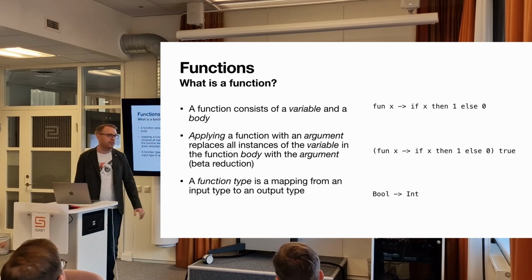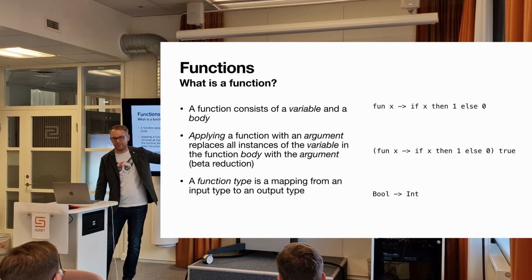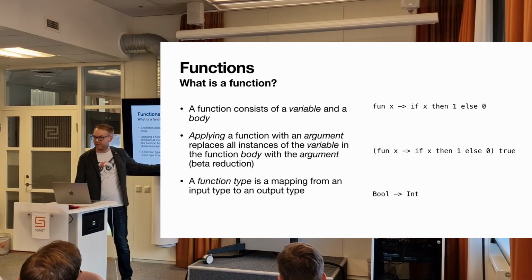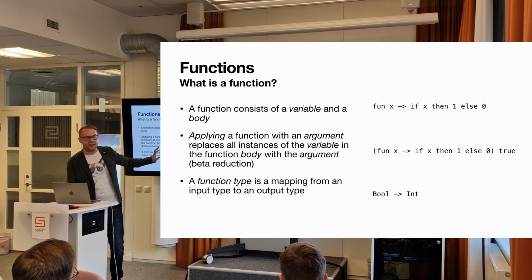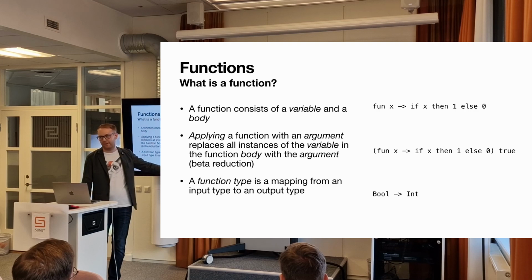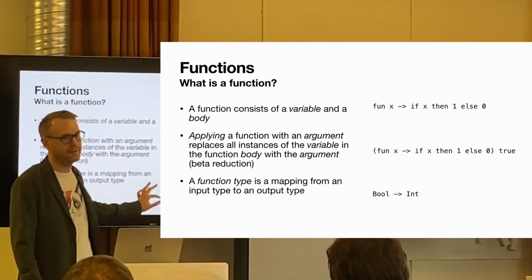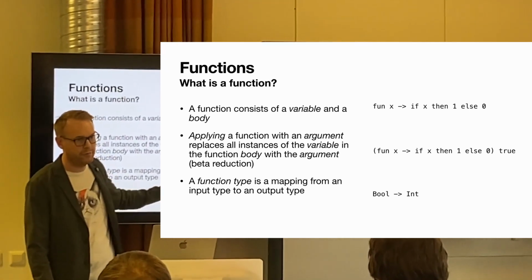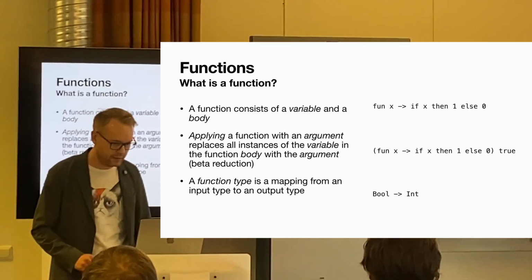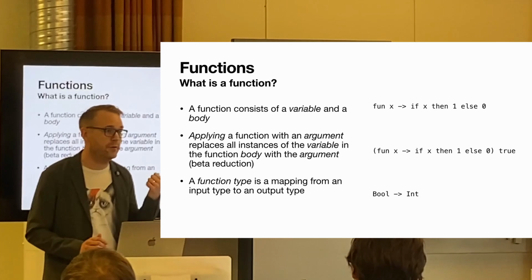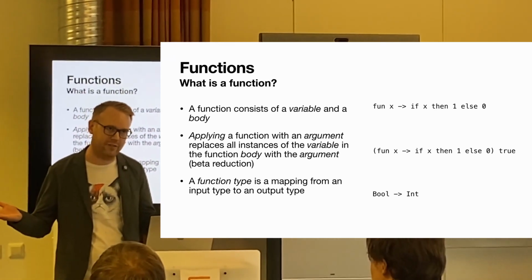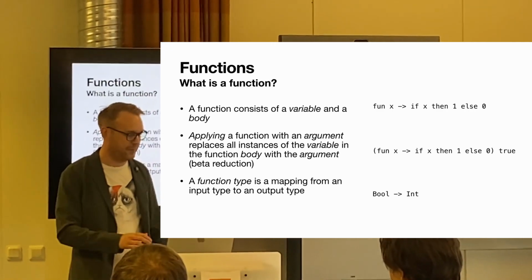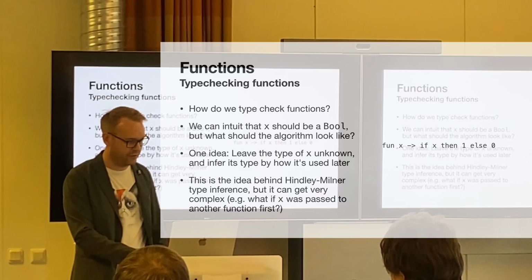Also, these are function expressions, but what is a function type? A function type is a bit special because it's actually a function of two types. A function type is something that maps an input type to an output type. If you remember the int and bool, they're just int and bool. They don't contain any more types inside them, but function types do.